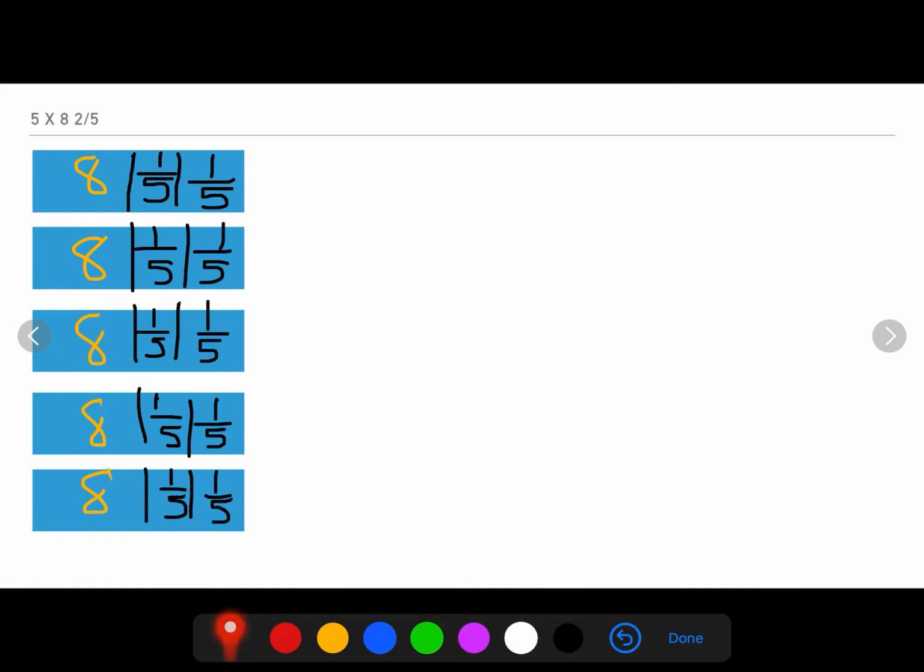All right, you guys, so now I have 5 copies of 8 2/5. What do I do next? You read my mind. I have to add them together. But how am I going to add them together? What am I going to be combining? That's right, I'm combining like units. So I'm combining all of my whole numbers and then all of my fractions. You guys are so good at this.